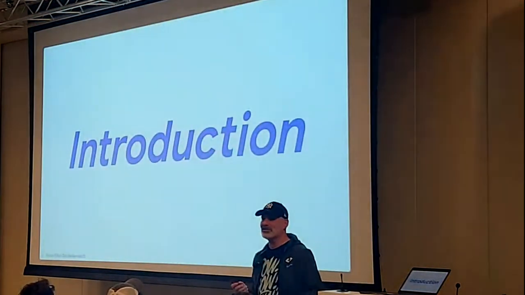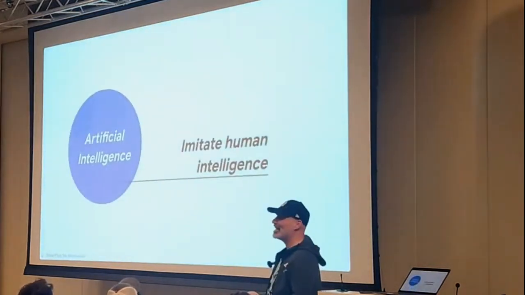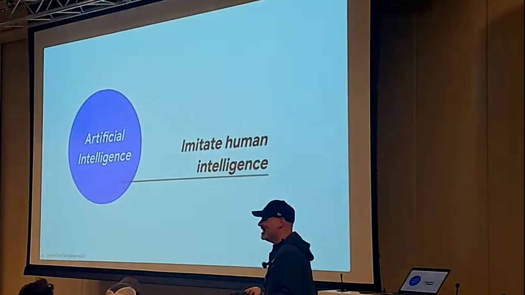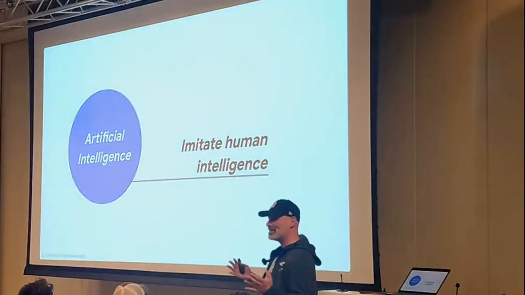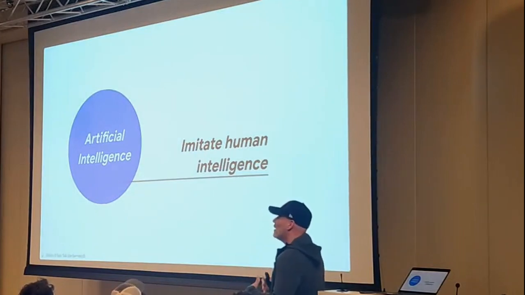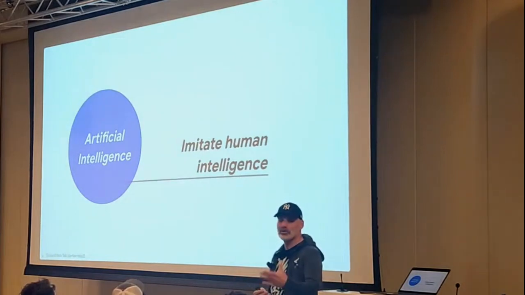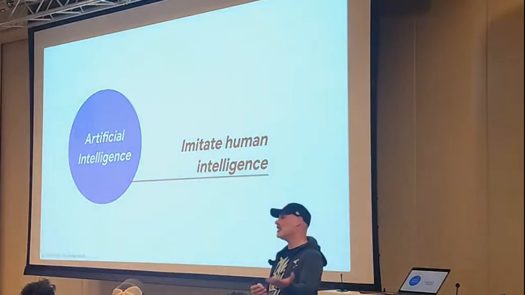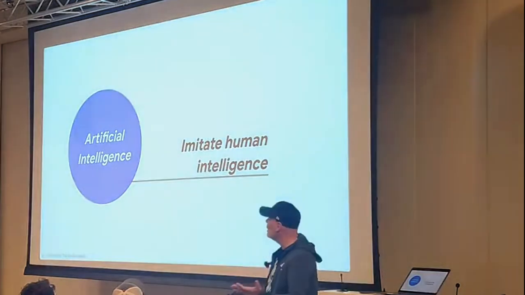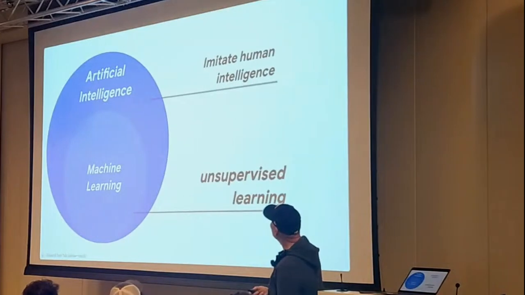So let's go with a little introduction. I don't know how many of you are familiar with AI, so I'm gonna do this. I guess some of you have already seen it. So artificial intelligence is where we try to imitate human intelligence. We are trying to mimic by following what a human will do, and then we'll try to replicate that using a machine. In general terms.